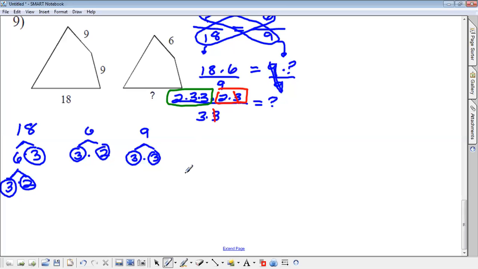Can I cancel anything else? No. Yes, you see that 3? Can I cancel anything else? No, because there's no other number in the bottom. So all you have is 2 times 3, 6, and 2, 12. So the answer will be 12.